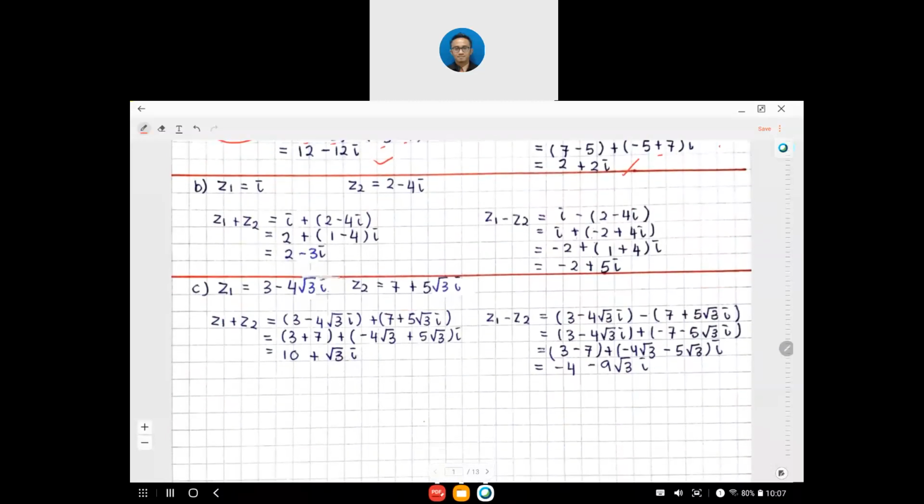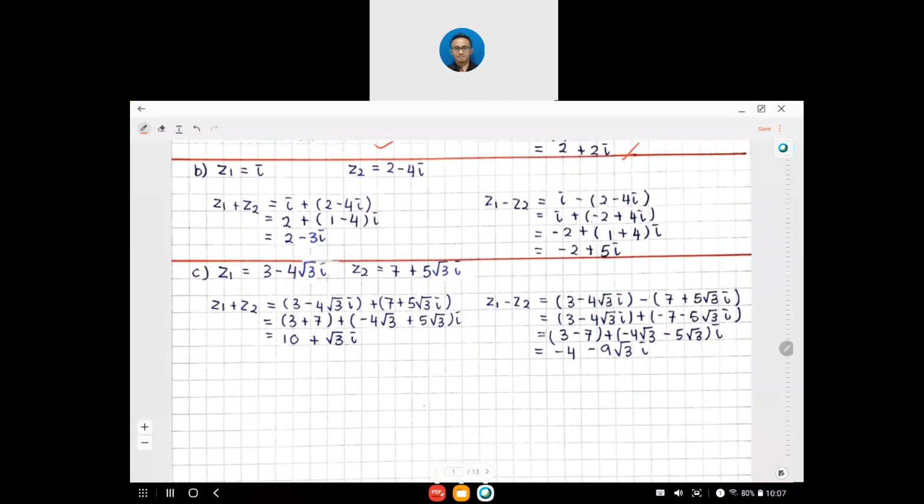For question B, Z1 equal to i, and then Z2 equal to 2 minus 4i. Okay, so Z1 plus Z2 equal to i plus 2 minus 4i. So you can get 2 minus 3i. This one. And then Z1 minus Z2, it becomes negative 2 plus 5i.